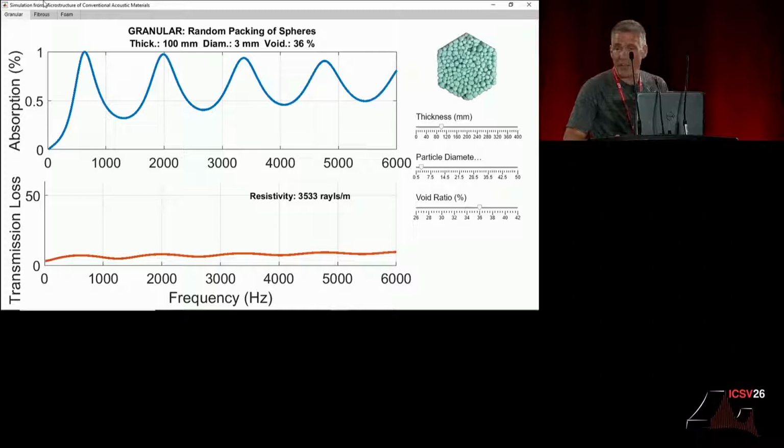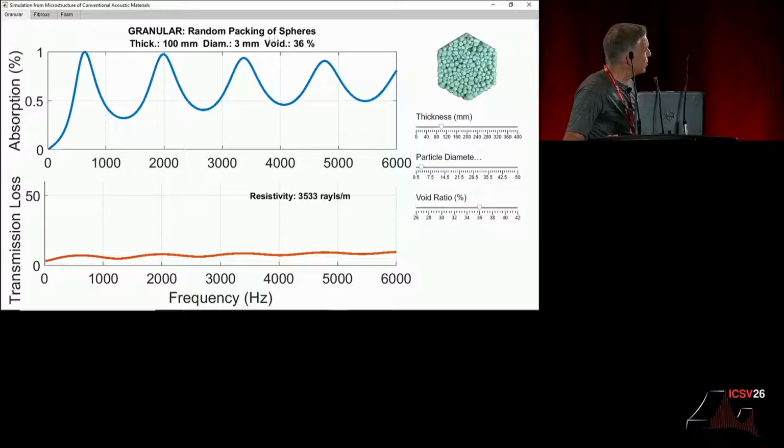It's not given in percentage, just non-dimensional from 0 to 1, 0 being no absorption at all. The reflected wave is equal to the incident wave. And 1 is perfect absorption. And transmission loss here is from 0 to 50 dB. And on the X scale is the frequency, so we go from 0 to 6,000 Hertz.